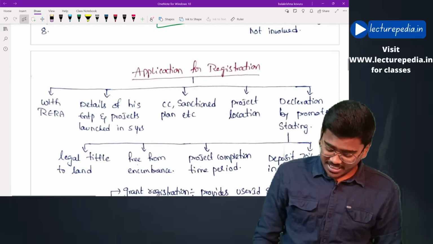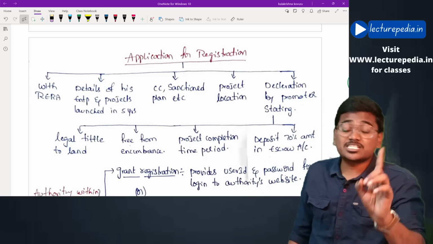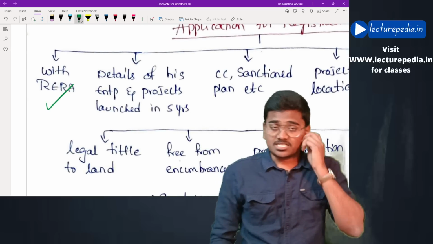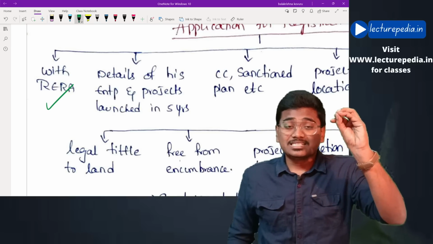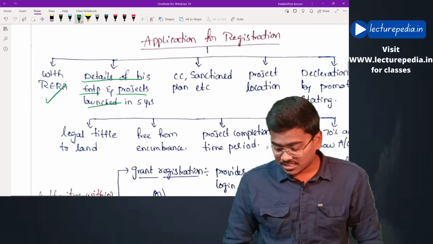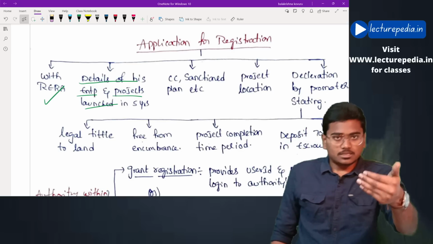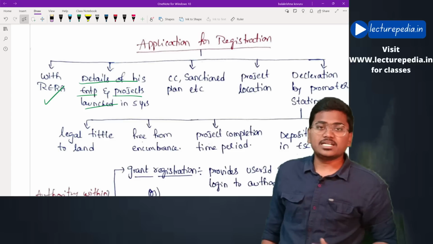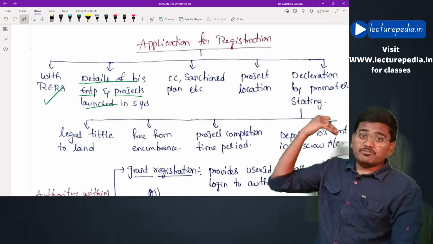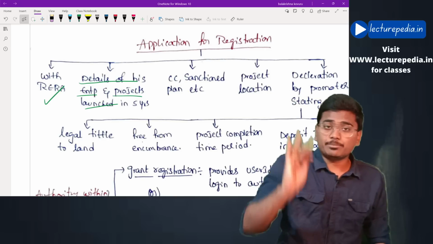Next, application for registration. Now who has to make the application for registration? The promoter has to make the application for registration with RERA. Along with the application, he needs to provide certain details. What are those details? Details of his enterprise and projects launched in the last 5 years. If the promoter is conducting his business as a sole proprietorship, then the details regarding the same; or partnership, the details regarding the same; or company, the details regarding the same. Along with that, if in the past 5 years he has constructed any projects, the details relating to those projects should also be submitted. Hope this is clear.